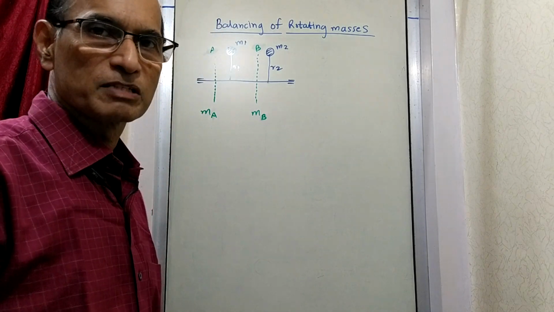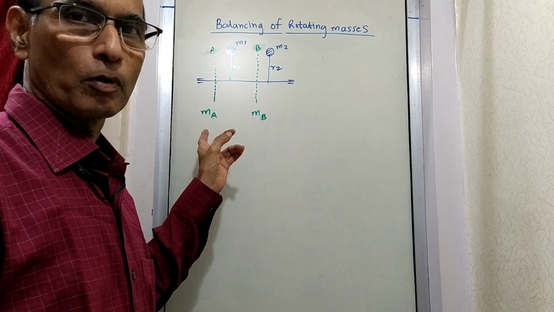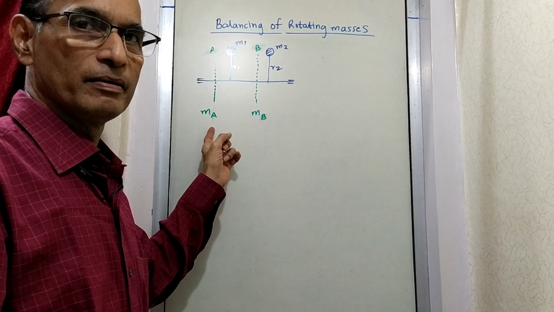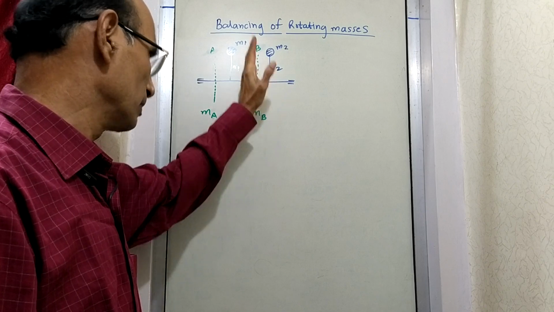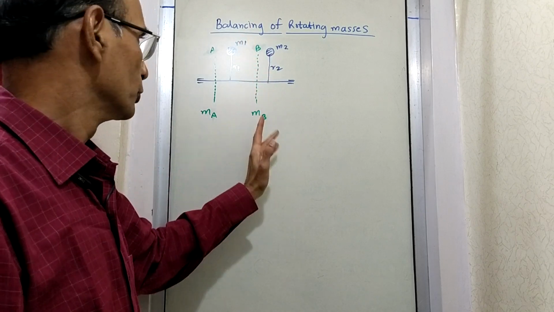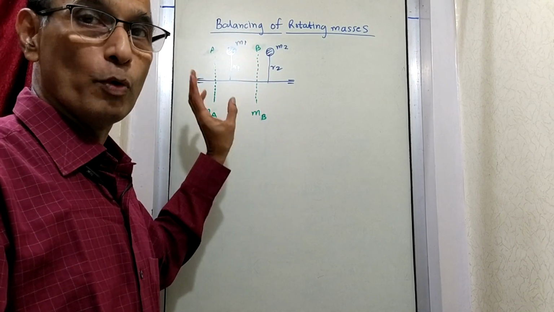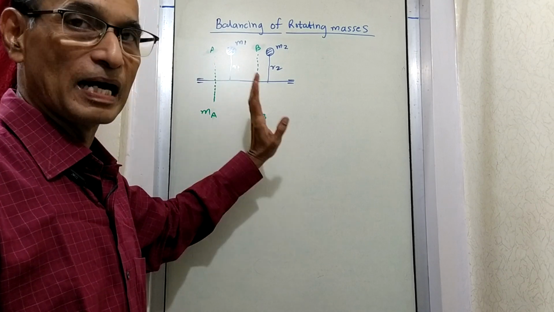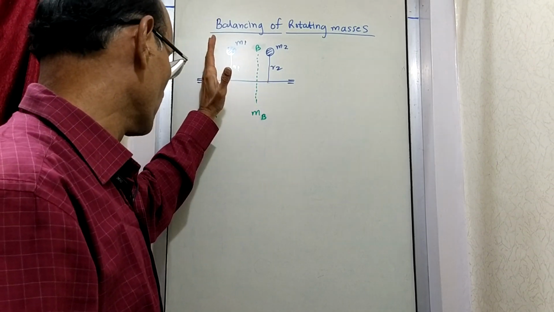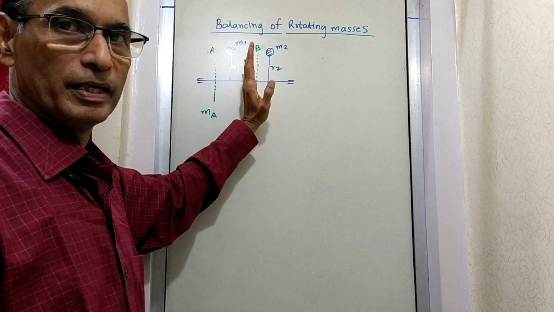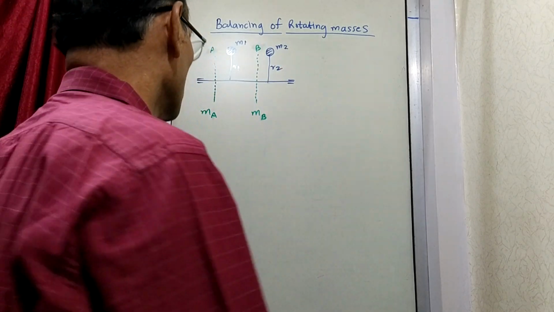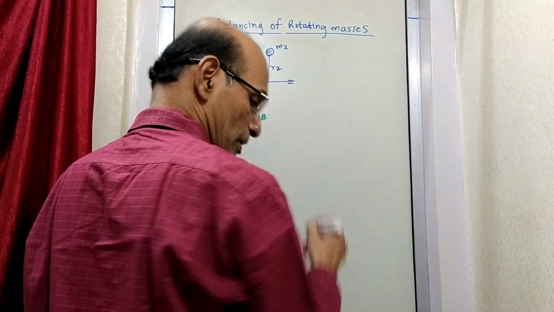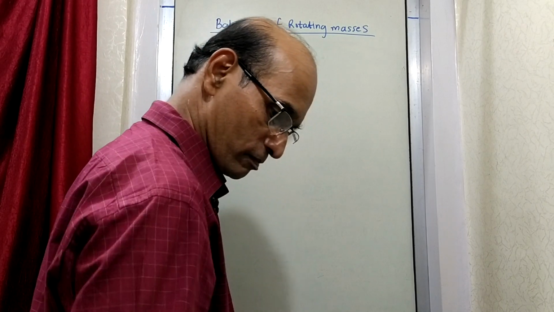So in the reference plane A, you are asked to provide balance mass MA. In the reference plane B, somewhere here, you are asked to provide MB. That means where to put these balance masses is decided. Put one balance mass somewhere here, put the second balance mass somewhere here, and now we have to find out. Maybe I'll write whatever is given.